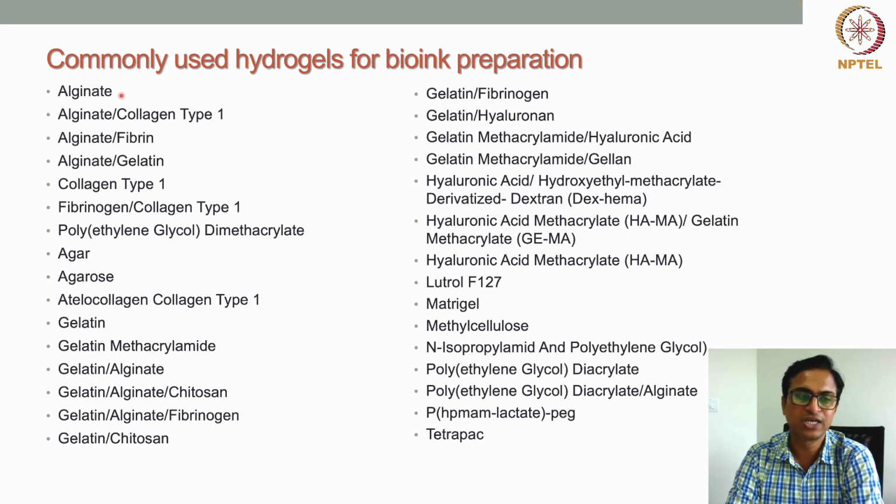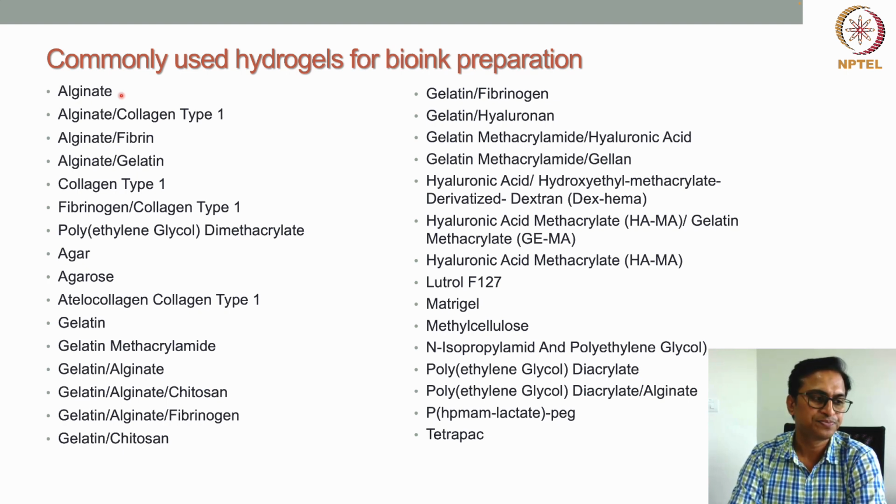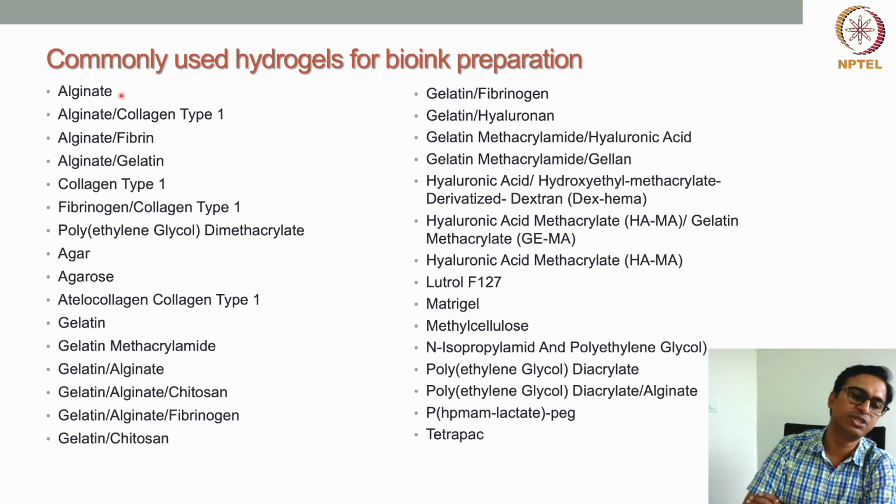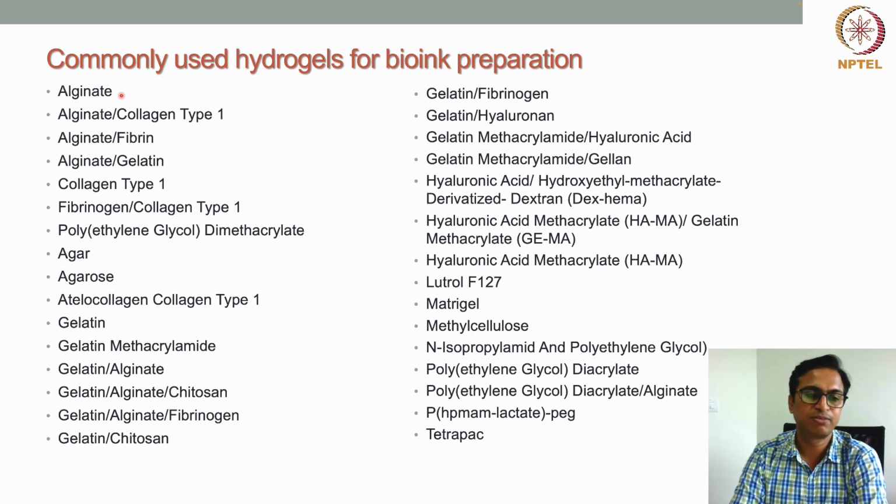Similarly, collagen type 1 has also been used as a bioink material, but the collagen type 1 material is a thermosensitive material. The temperature has to be controlled for this material. There also collagen type 1 has been mixed with other biomaterials like fibrinogen to develop a composite, to develop a multimaterial bioink.